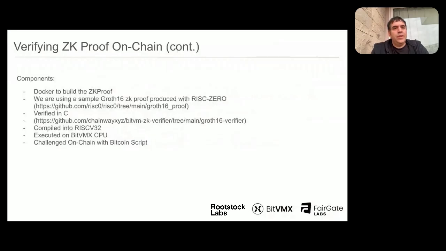How do we do this? We are using Docker to build the zero-knowledge proof. We are using a sample proof produced with a RISC Zero virtual machine. We took a verifier made in C by the Citrea team, and we are compiling this C file into a RISC-V binary. Then we can execute this binary in the BitVMX CPU, and if necessary, any of these steps can be challenged on-chain with Bitcoin script.